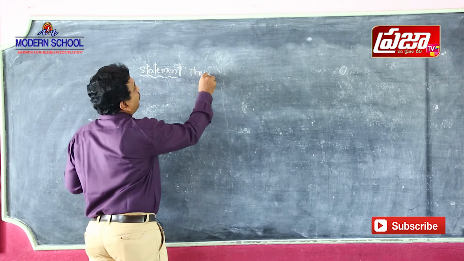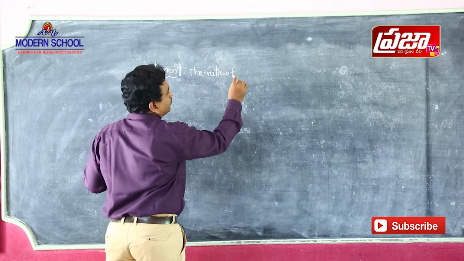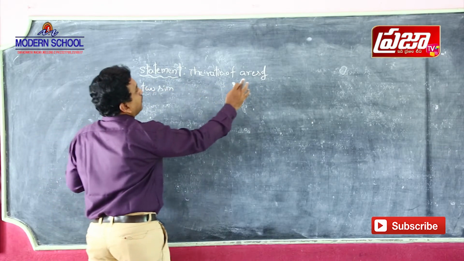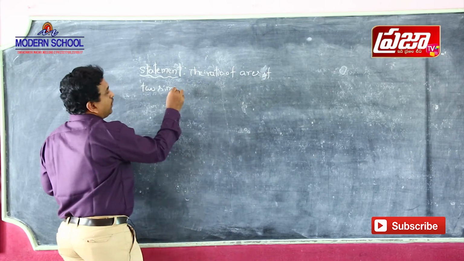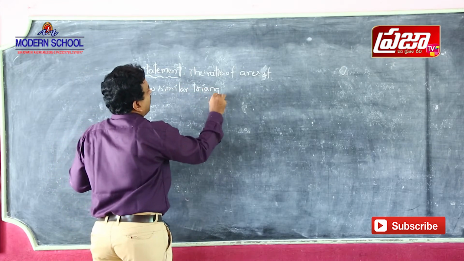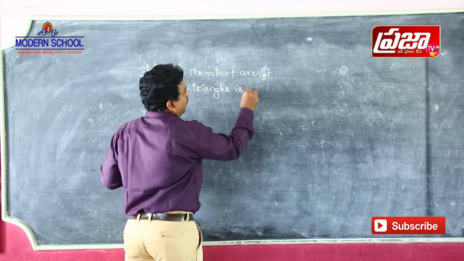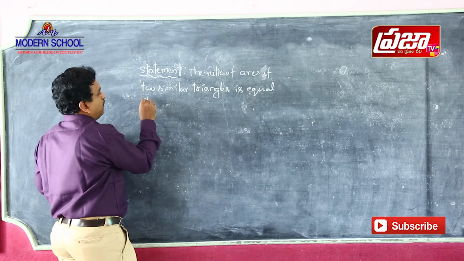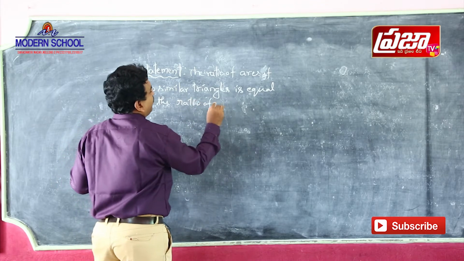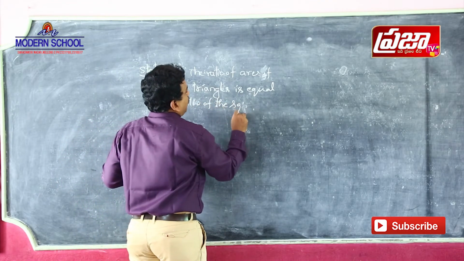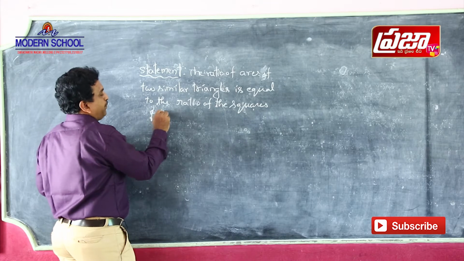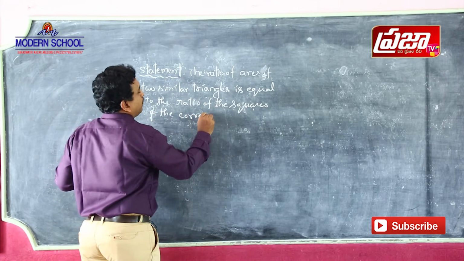The ratio of areas of two similar triangles is equal to the ratio of the squares of the corresponding sides.